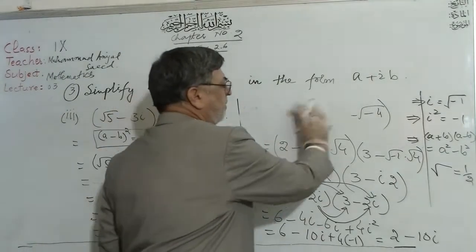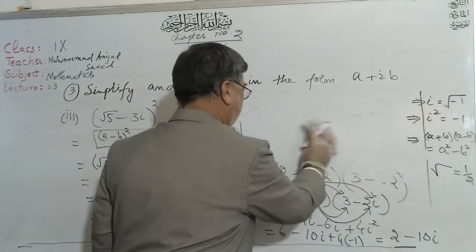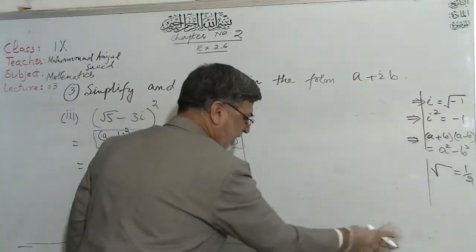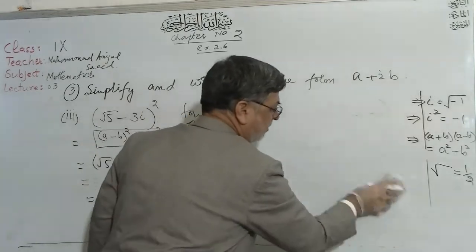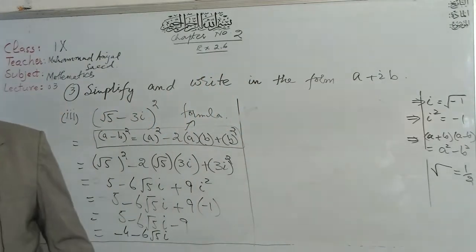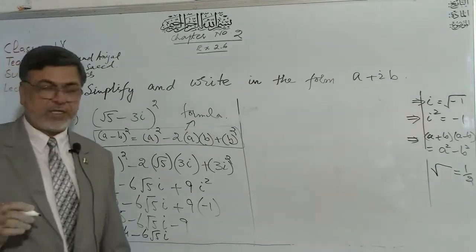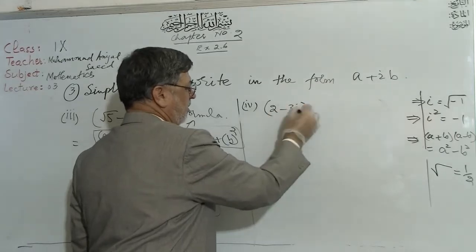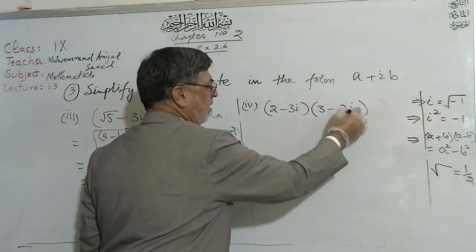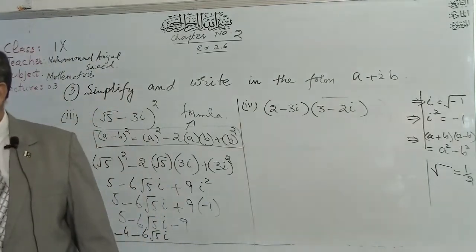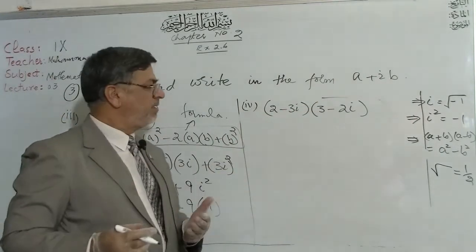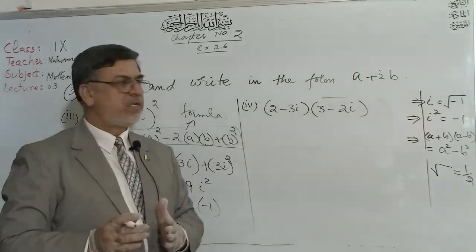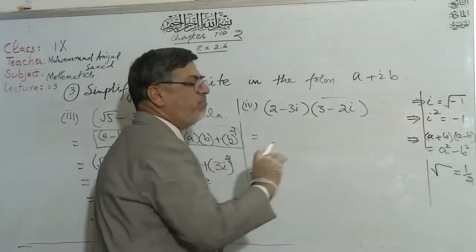In case of part number 4, it's very simple, very easy. We have 2 minus 3 iota and 3 minus 2 iota whole bar. You know that what is meant by bar? Bar is conjugate of the complex number. So here you will change the sign before iota.